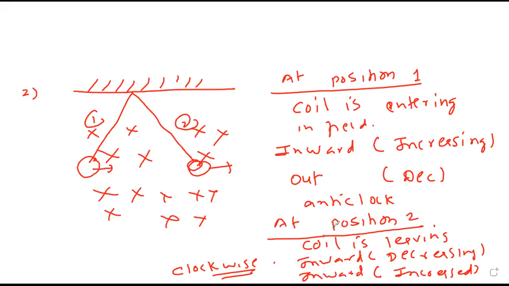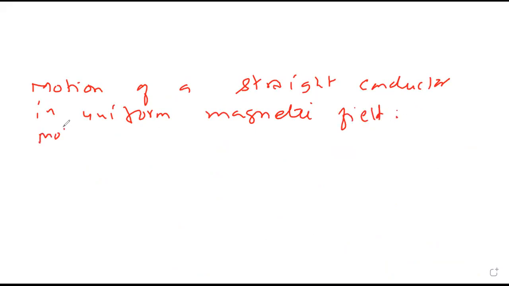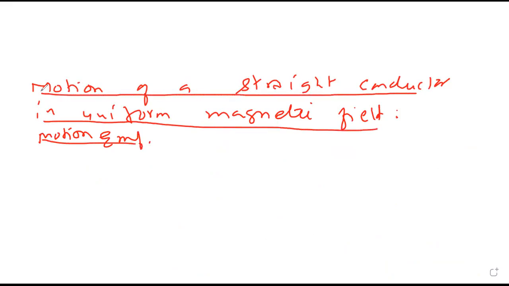Done, sir. Next, study motion of a straight conductor in a uniform magnetic field. Motion of a straight conductor in a uniform magnetic field. The EMF developed is called motional EMF. So they can ask you to derive the expression for motional EMF.